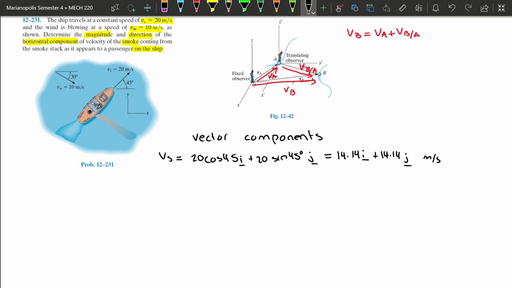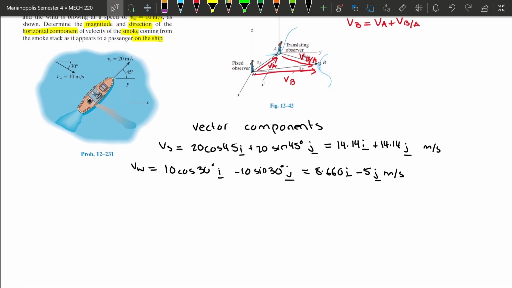Don't forget the units. And Vw, similarly, is 10 meters per second, 30 degrees below the horizontal. We get 10 cos 30 degrees i hat minus 10 sine 30 degrees j hat. Simplifying, it's going to be 8.660 i hat minus 5 j meters per second. Okay, so we have Vs and we have Vw in vector component form.